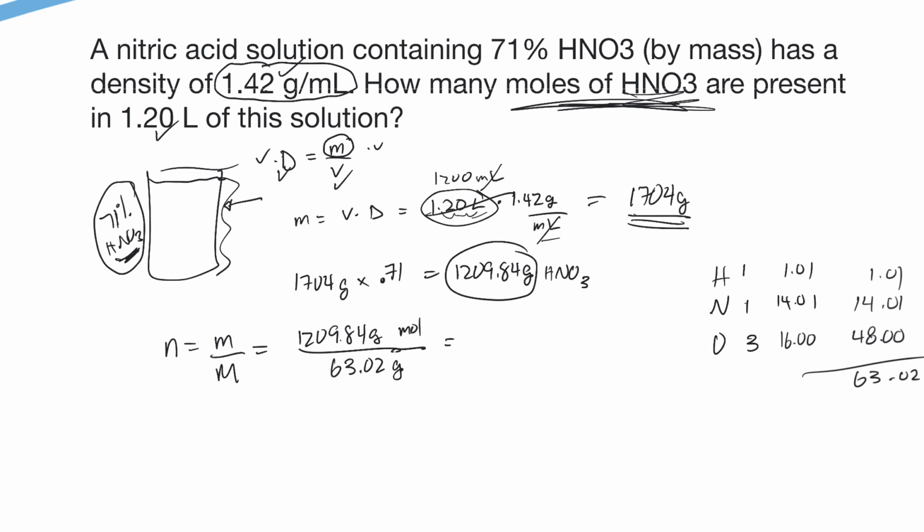So I'm just going to keep this in decimals and just hit a bracket divided by 63.02. So 19.1977. So that's how many moles of nitric acid I have. Sig figs, I have 2 and 3 and 3, so probably 2. So I would say 19 moles of nitric acid.